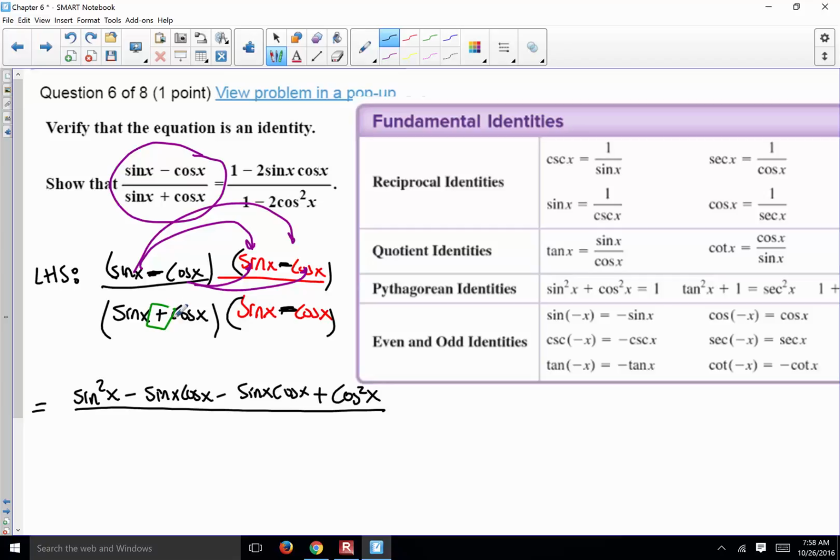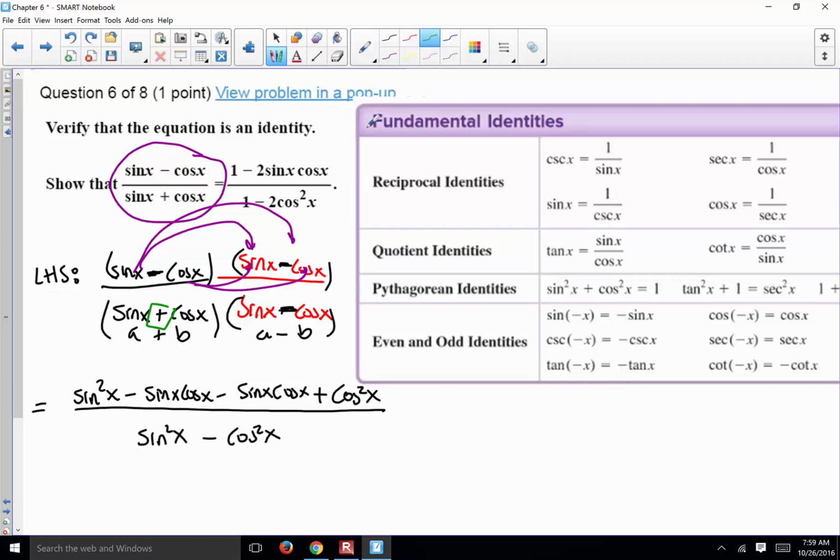I'm not going to FOIL the bottom. There is an easier way to multiply the bottom. Why? You can FOIL it, it works. Isn't this the (a plus b)(a minus b) formula? So we can just square a and square b and take a difference. So this bottom is sine squared minus cosine squared.